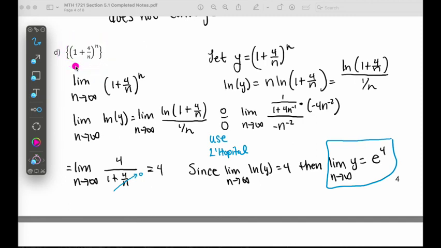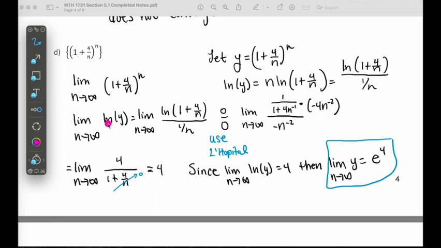Now, to figure out if the sequence in part D converges or not, we're going to have to actually use logarithmic differentiation. So I'm going to let y be this, 1 plus 4 over n raised to the n. And I'm going to take the log of both sides, and I'm going to get n times the natural log of 1 plus 4 over n, because using the laws of logarithms, I can bring the n down in front now. So rather than take the limit of this directly, I'm going to take the limit first of the natural log of y and then use that to find the limit that we're looking for.